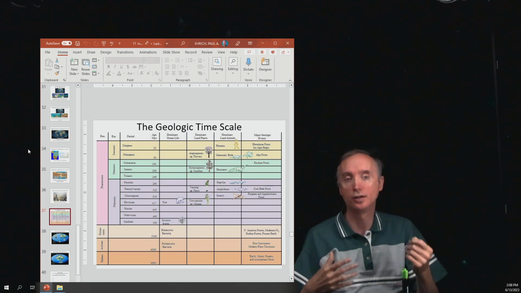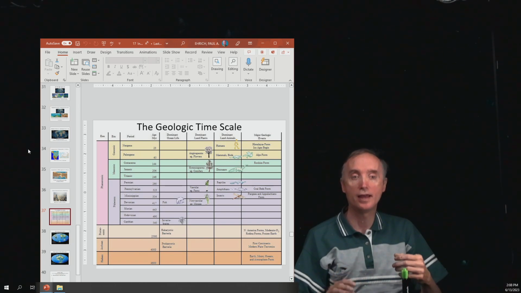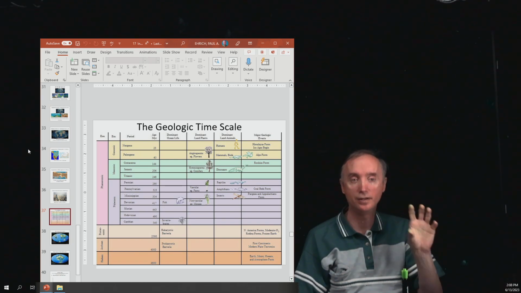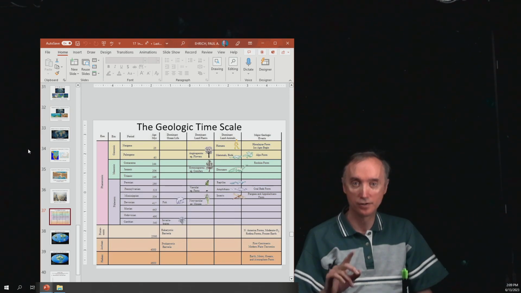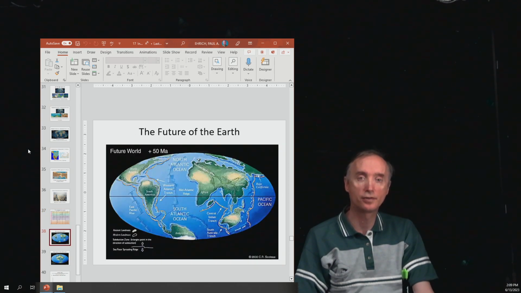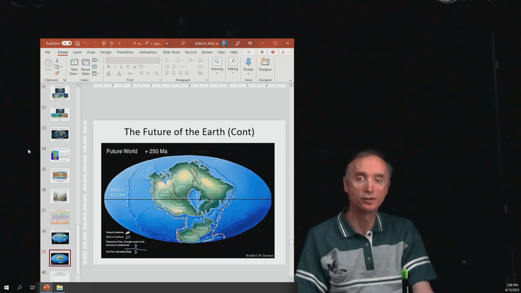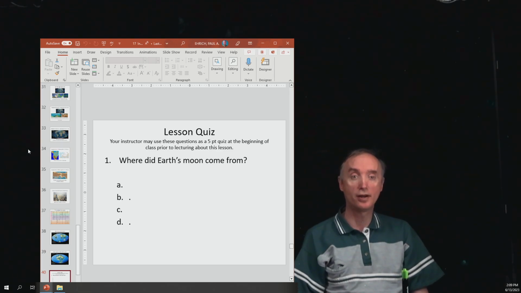Okay, what about the Himalaya Mountains? They're the youngest, so they've only been around for a few million years, and that occurred when India collided with Eurasia, and then that pushed up the Himalayan mountains. So I would like for you to know how those geological features formed. Okay, so I don't really care about the future of the Earth, but you can look at those slides if you want to. Okay, let's take a break.